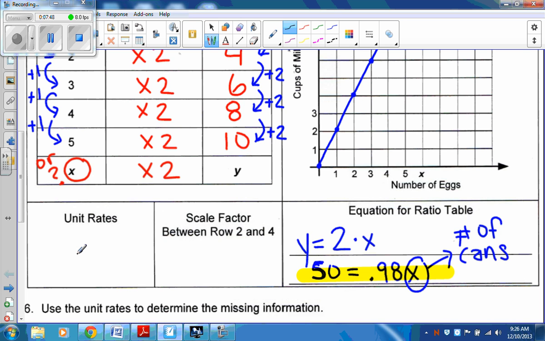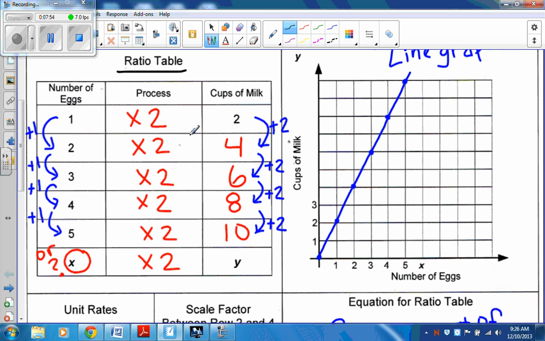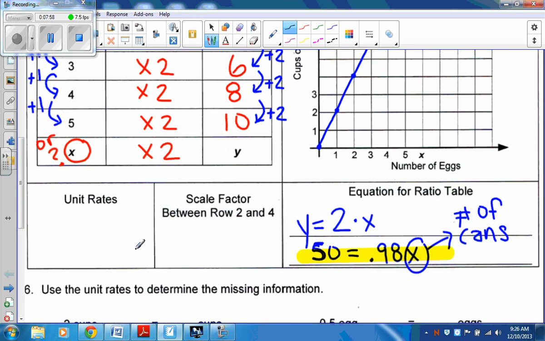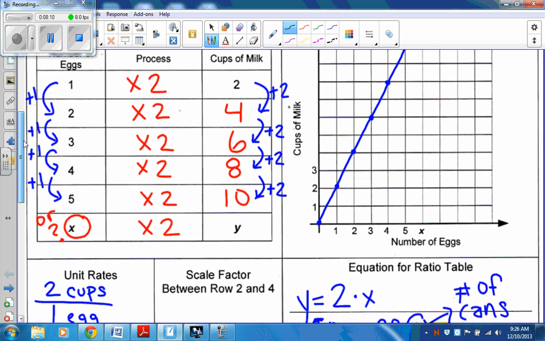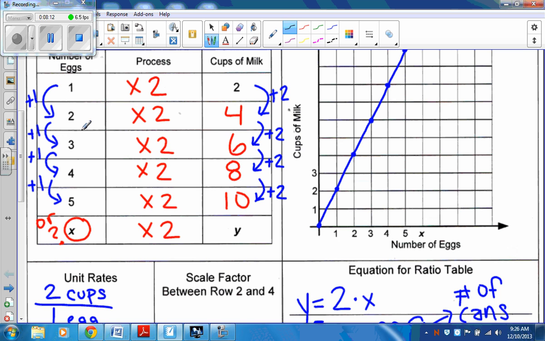Unit rate means how much one costs or how much we need of one. So in our situation, we have 2 cups of milk for every 1 egg. Because that's what the chart tells us. Now, the scale factor between rows 2 and 4. So let's go and look and see what the scale factor is between rows 2 and 4.